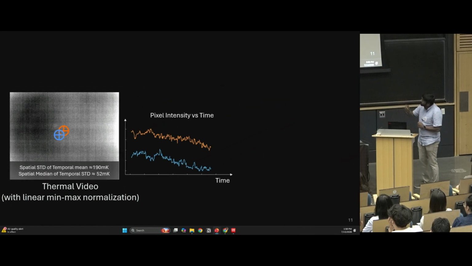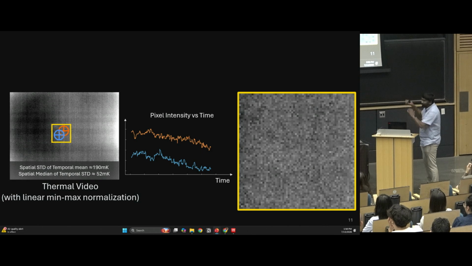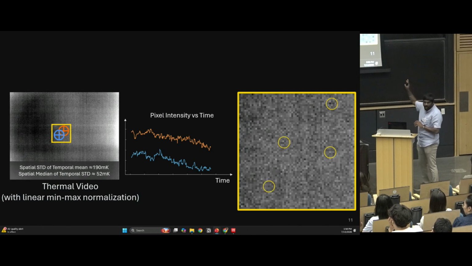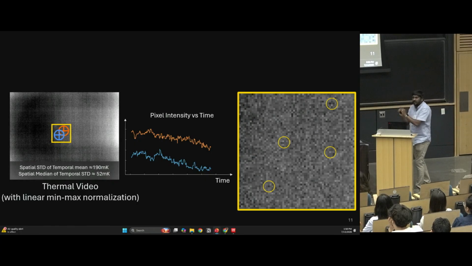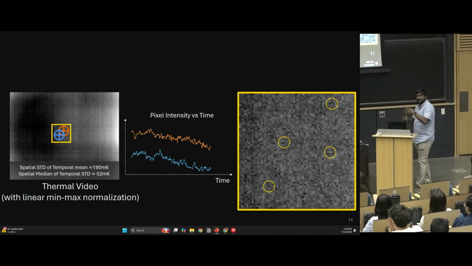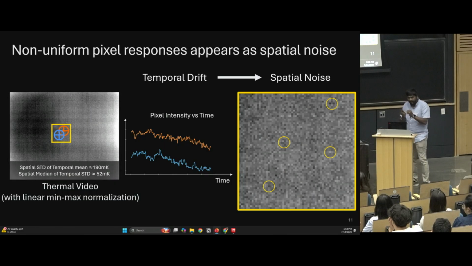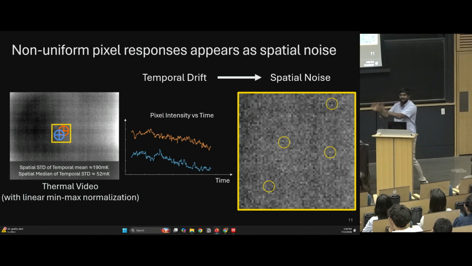And if we zoom into any particular region, say this region, you see this grainy artifact. You see some grainy motion. And if you keep your attention on any one of these regions, you will notice that some of the pixels are constantly colder or warmer than its surroundings. It is this pixel-to-pixel difference in the temporal drift of these pixels that appears as spatial noise.